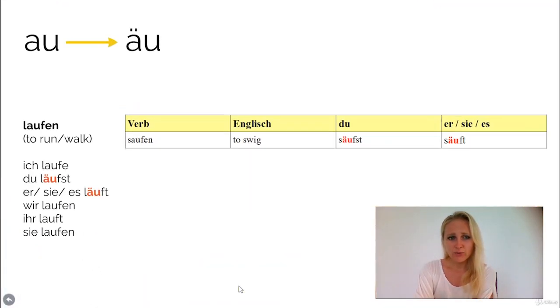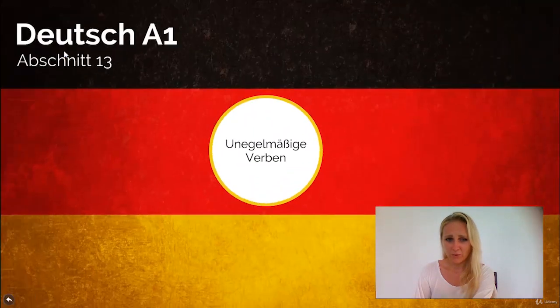Then the next group, this is when au is changing to äu. Now there are very, very few verbs. There are almost no verbs that belong to this group. We have laufen, which means to run or to walk. We usually maybe walk fast. And then we have just one example here, saufen, which is to swig. Du säufst, er, sie, es säuft. And the conjugation of laufen is, ich laufe, du läufst, er, sie, es läuft. Wir laufen, ihr lauft und sie laufen. Okay, there are hardly any verbs that belong to this group of irregular verbs.